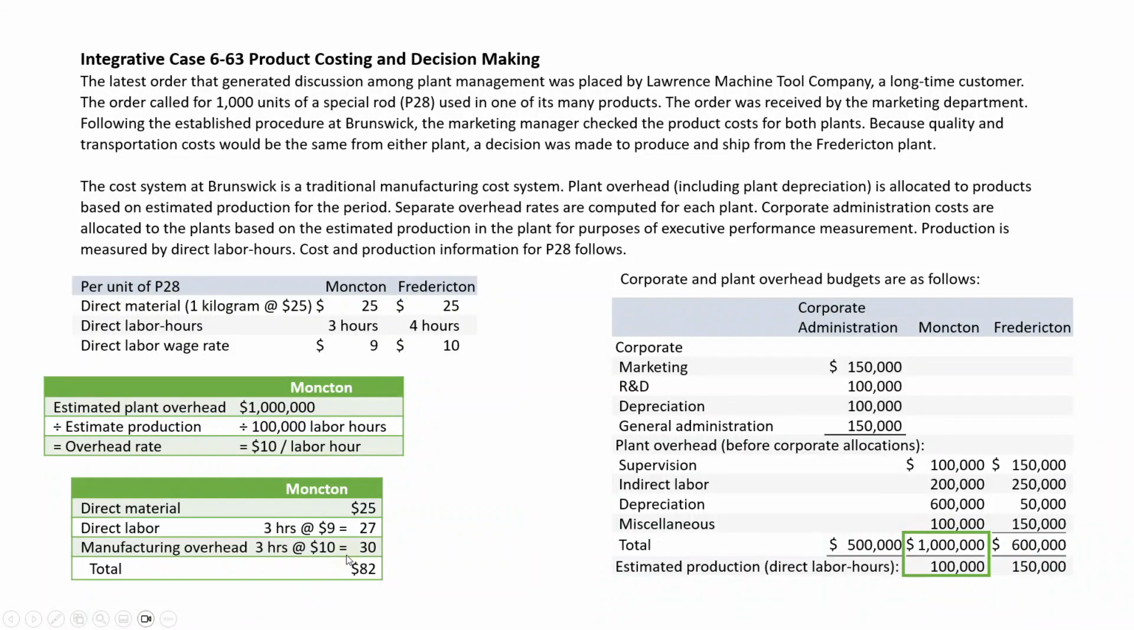So to apply the overhead to a unit for Monktown, again, it's applied based on direct labor hours. We're going to take the fact that there are 3 direct labor hours per unit, multiply it times $10 of overhead per hour, and that's $30 of overhead we're going to apply to a unit. Add that to the direct labor, $27, and the direct material, $25, and we have a total product cost of $82. Now, I will say, the inclination may be, oh, newer plant, more automated, it's going to be less costly. I'm going to leave you to calculate Fredericton and prove that out.